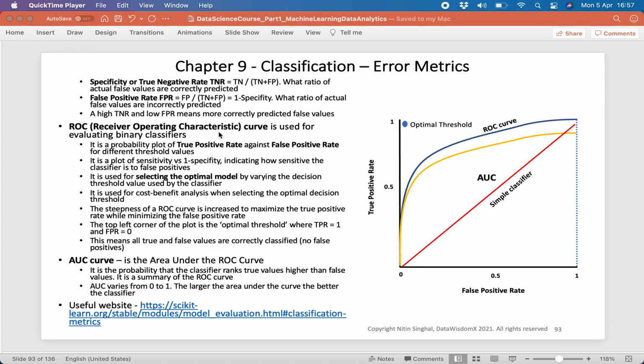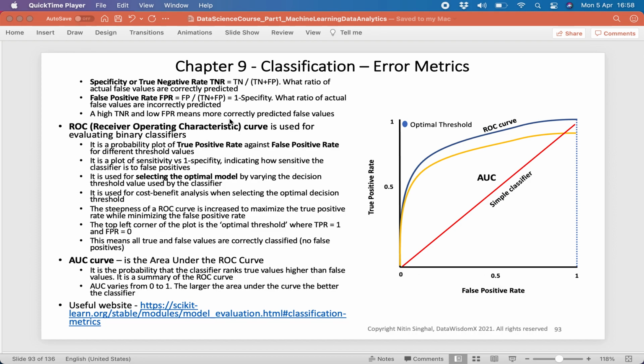Now let's look at the ROC curve, or the receiver operating characteristic curve, which is used for evaluating binary classifiers. Up till now, we saw some numeric interpretations. This is a visual chart. What it does is it plots your true positive rate against the false positive rate. True positive rate being the correctly predicted actual true values, and false positive rate being the incorrectly predicted actual false values, right? So now it's kind of obvious that we want the TPR to be as high as possible, so close to 1, and the FPR close to 0.